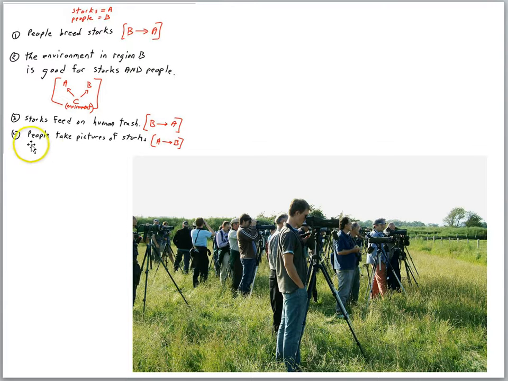And the fourth one here, people take pictures of storks. So here we might think of this one as A causing B because the storks are, in a sense, attracting the people. The people are following the storks. So the storks are causing people to show up. Here they are taking pictures. So in regions where there's lots of storks, lots of people will go to those regions. Where there are few storks, few people go to those regions.